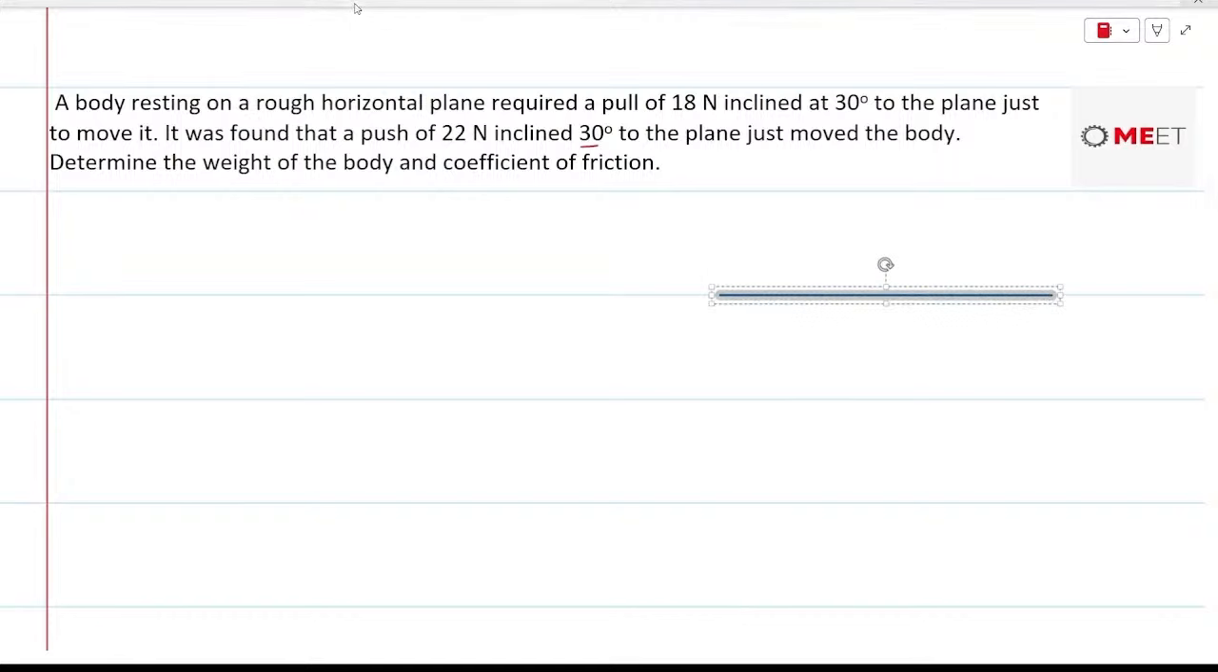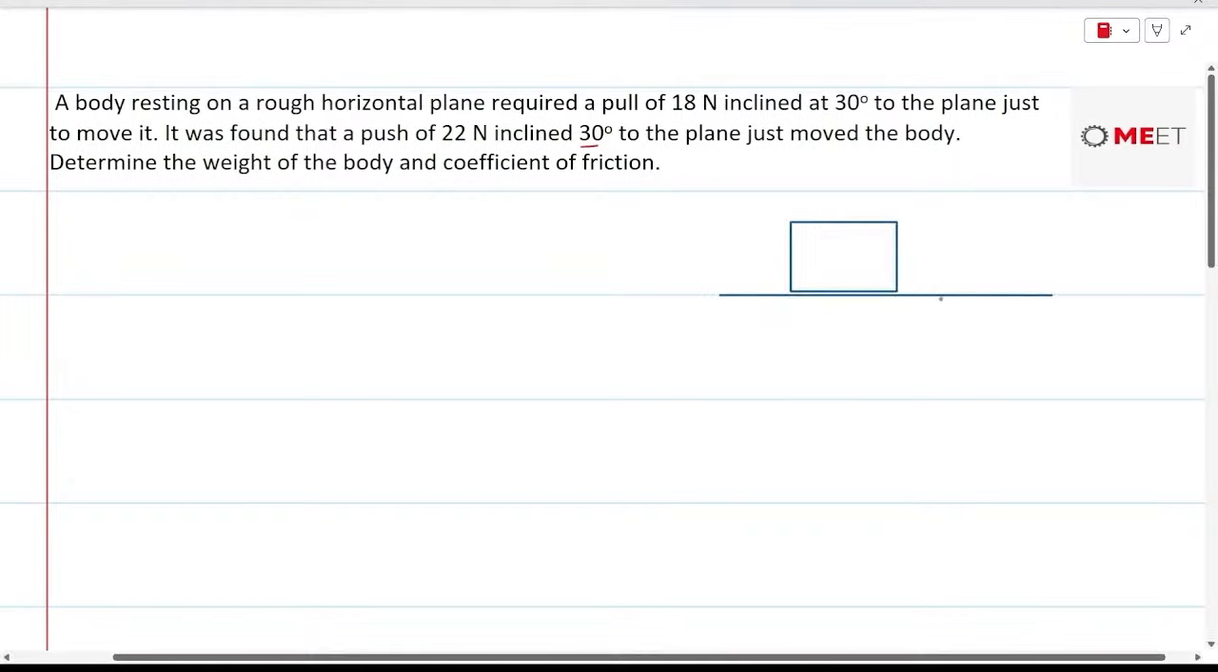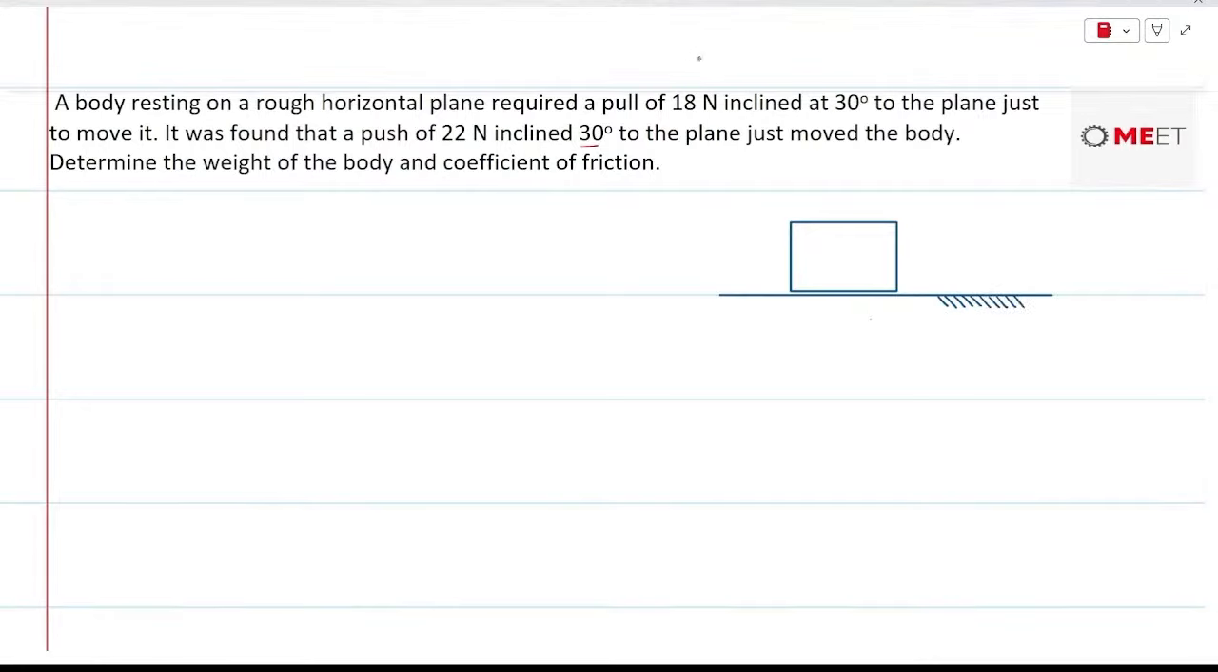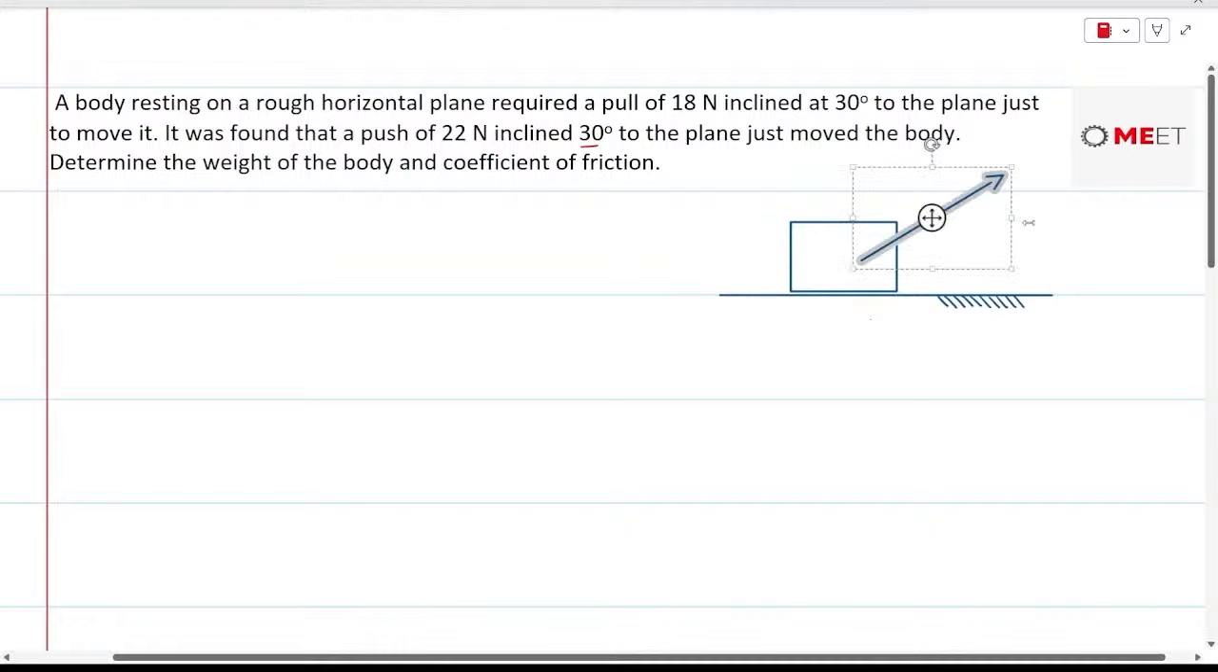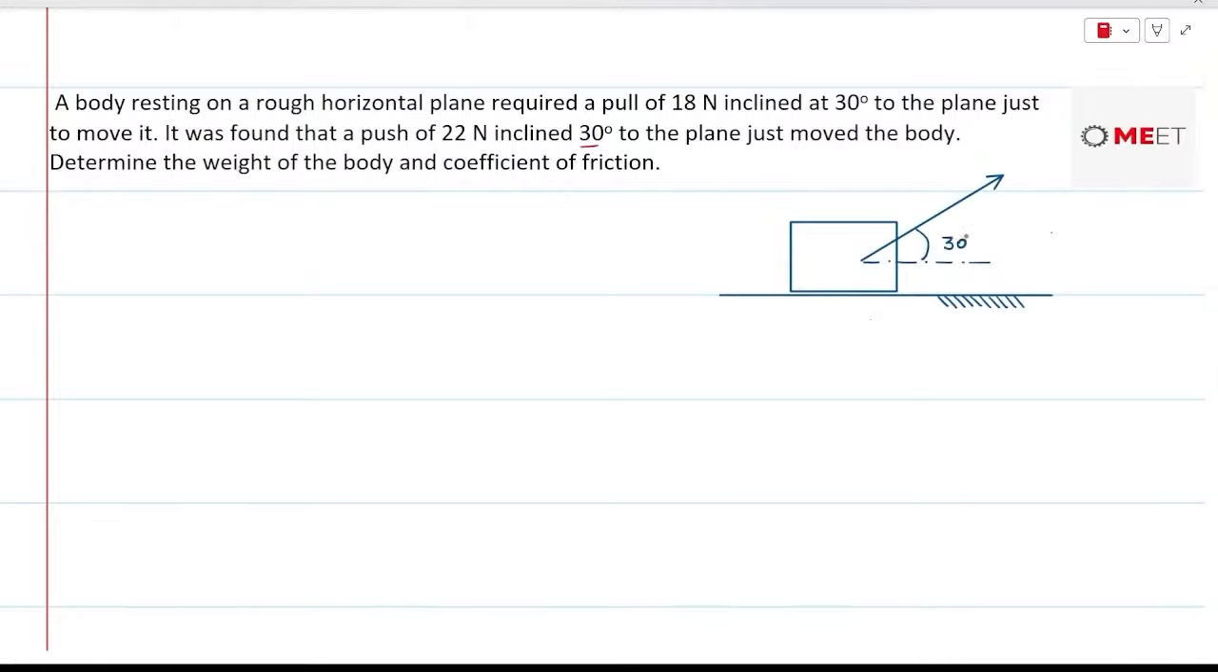So let me just draw the diagram. So herein, first the 18 Newton force is imposed on the block, making an angle of 30 degrees with the horizontal. This is 30 degrees, and let's say this is force P. So here, for case 1, P is equal to 18 newtons.